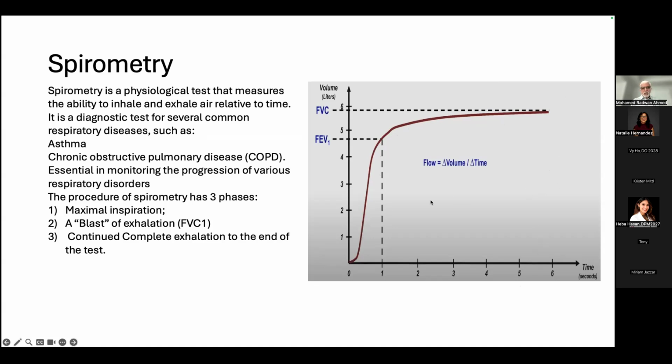Okay? And now this curve generated by the computer is the correlation between the volume you exhale and the time. So that's the flow. Volume per time is the flow, right? And this is the flow. This is the flow at the end of expiration. So we call it here the blast, the forced vital capacity in 1 second, and then it continues until the 6 seconds slowly.